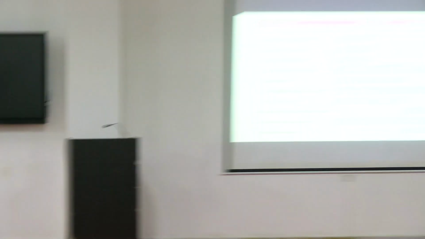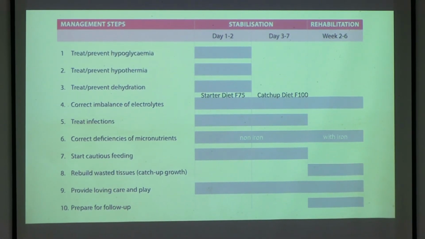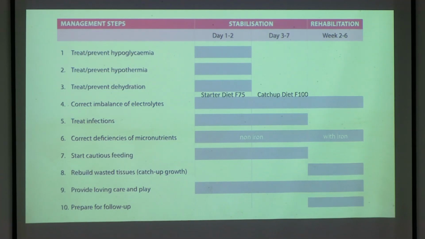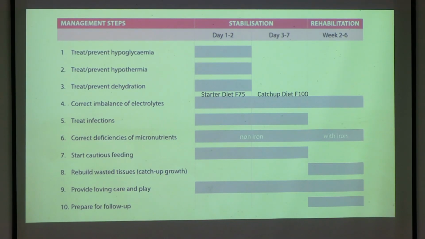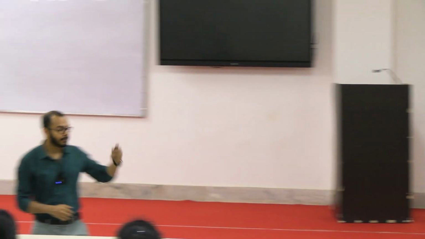Now I have shown this slide before also. Now the child is admitted in NRC. What will we do now? First we will stabilize the child for a few days, because the child's body does not have water, electrolytes or glucose, so we will stabilize first. Stabilization phase is the first 1 week and 4 to 5 days. So I'll correct dehydration, I'll correct hypothermia, I'll correct hypoglycemia. Now the child will start taking a little by mouth. Now I'll do the rehabilitation phase.